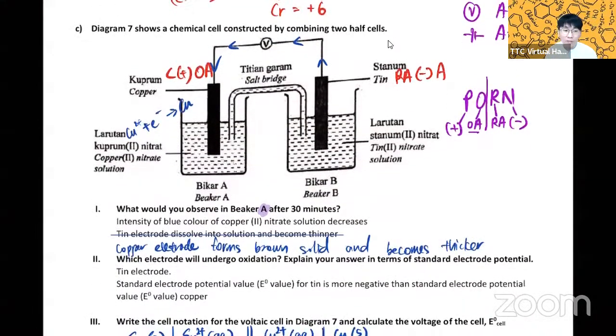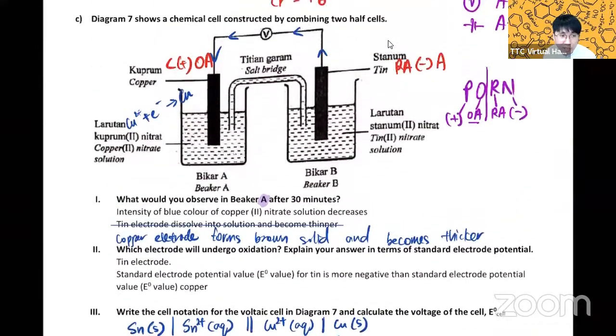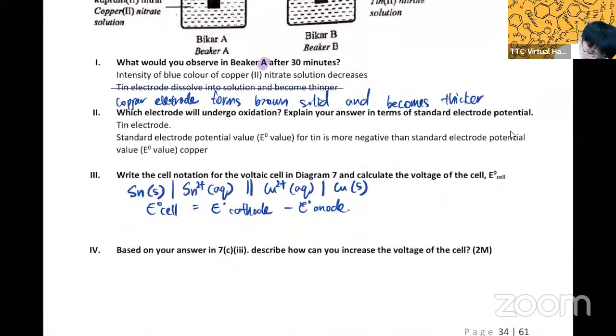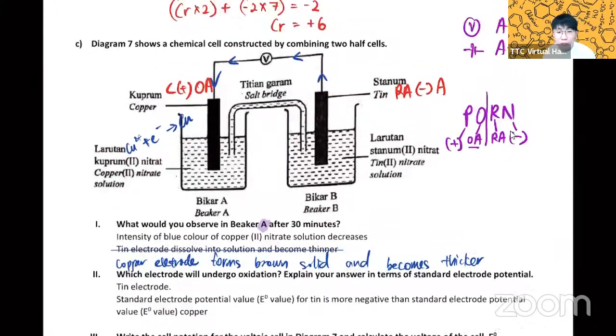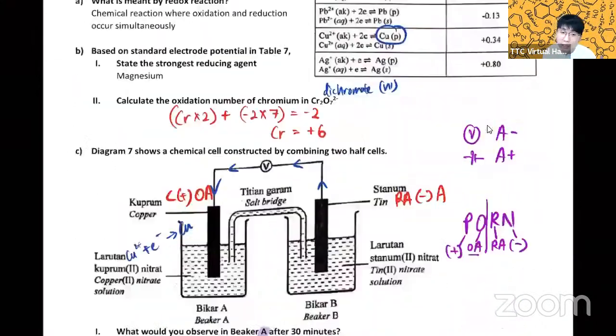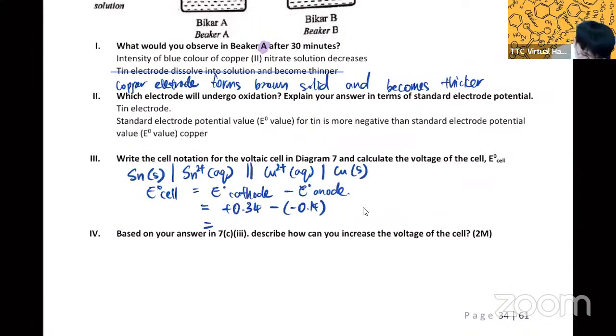So now, who minus who? Cathode minus anode. So cathode is copper. So the value for copper is positive 0.34, minus the E° value for the negative terminal, your anode, negative 0.14. So negative, negative become positive. You get positive 0.48 volt. Don't forget to put in the positive sign. Quite important.